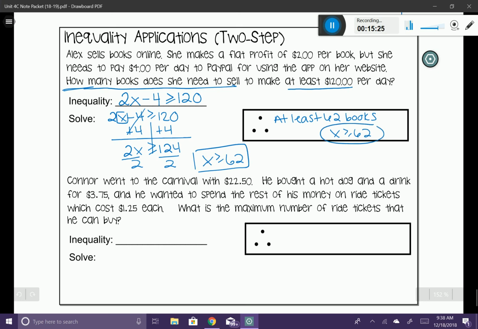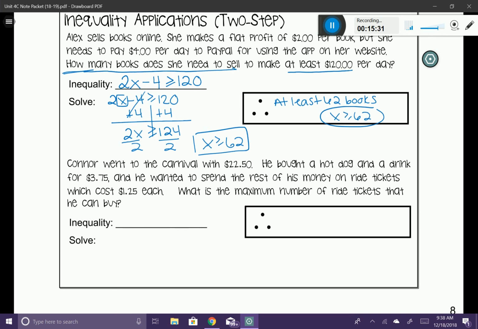All right, we've got one more here. Connor went to the carnival with $22.50. He bought a hot dog and a drink for $3.75, and he wanted to spend the rest of his money on ride tickets, which cost $1.25 each. What is the maximum number of ride tickets that he can buy?